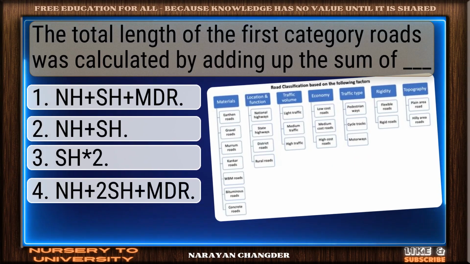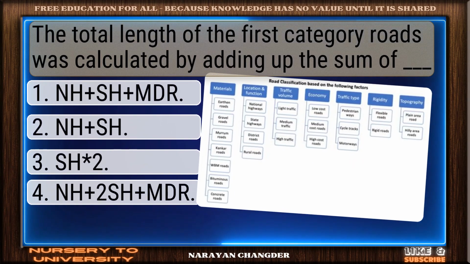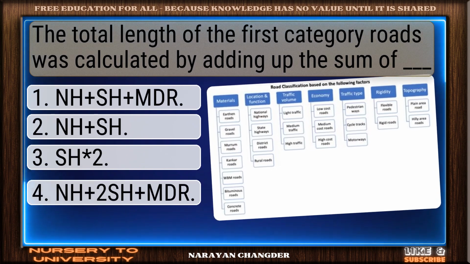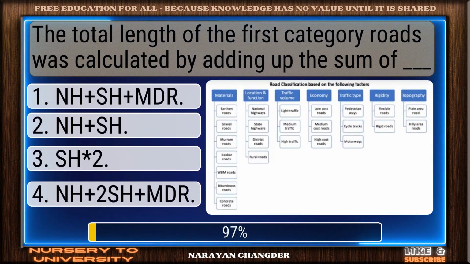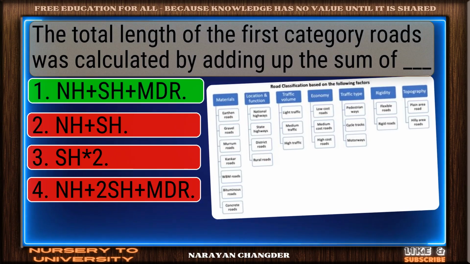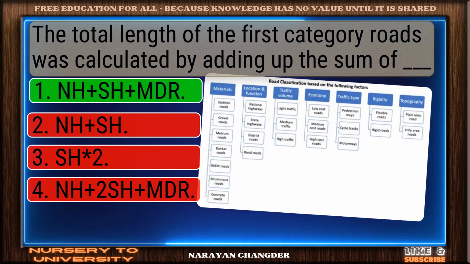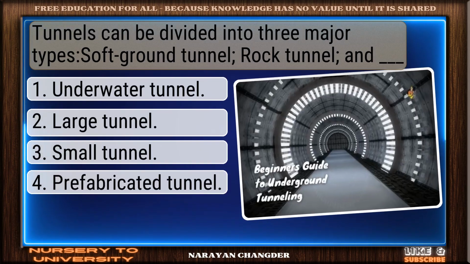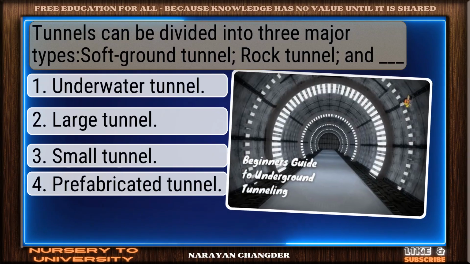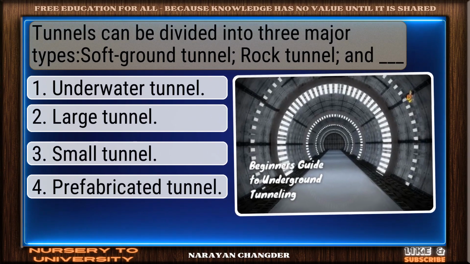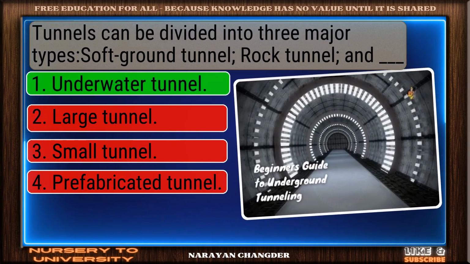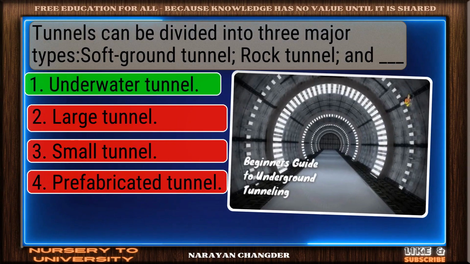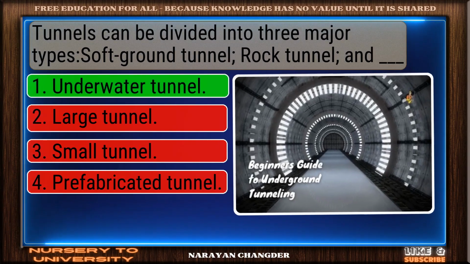The total length of the first category roads was calculated by adding up the sum of dash. You're right. That combination is the correct answer. Tunnels can be divided into 3 major types: soft ground tunnel, rock tunnel, and dash. Great thinking. Underwater tunnel is the right choice.